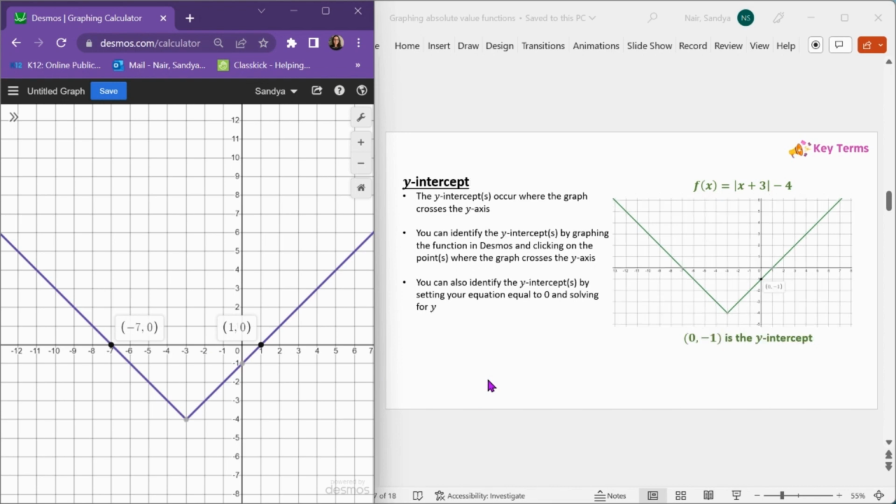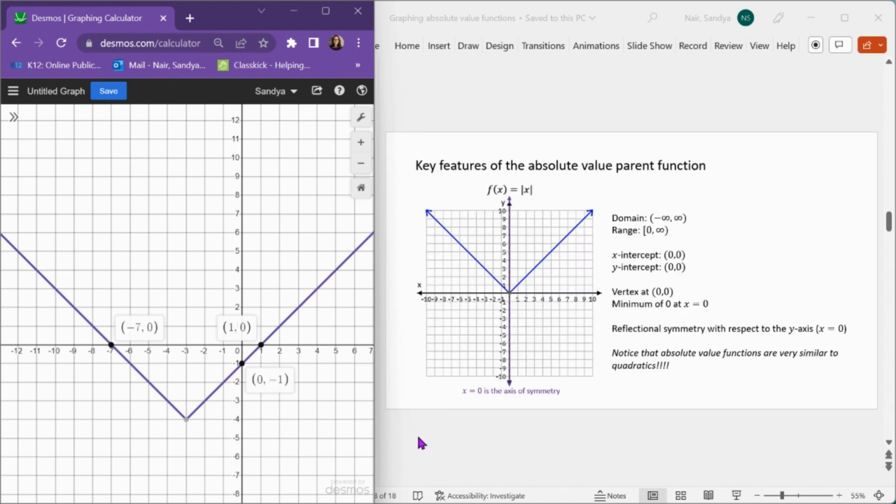So the y-intercept of an absolute value function will be where the graph crosses the y-axis. Once again, this is pretty easy to identify in Desmos because all you have to do is click on the point where the graph crosses the y-axis. And so you can see that 0, negative 1 is going to be the y-intercept. Notice that x equals 0 at the y-intercept, so you can also find it by plugging in x equals 0 in your equation and solving for y.